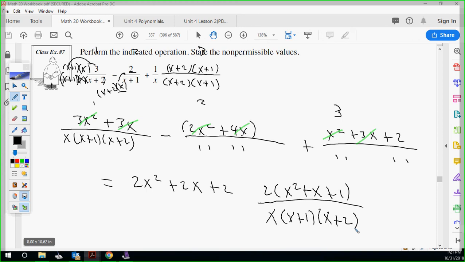So your non-permissibles are 0, negative 1, negative 2. All right.